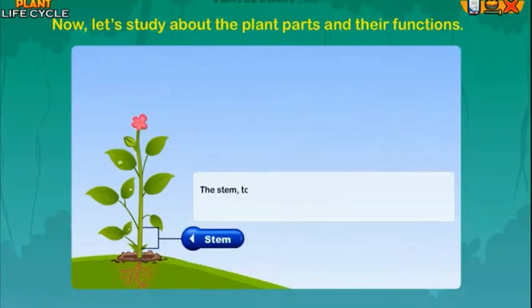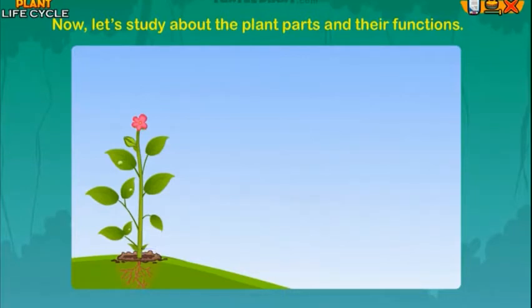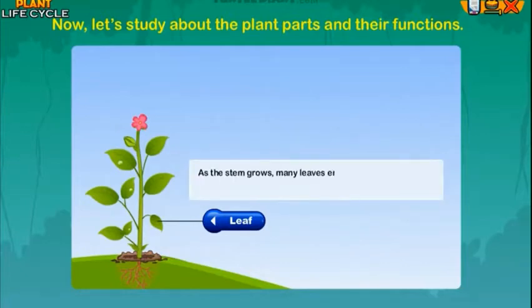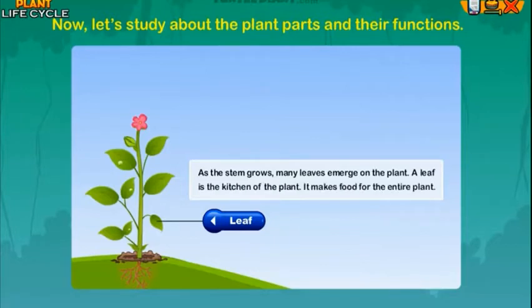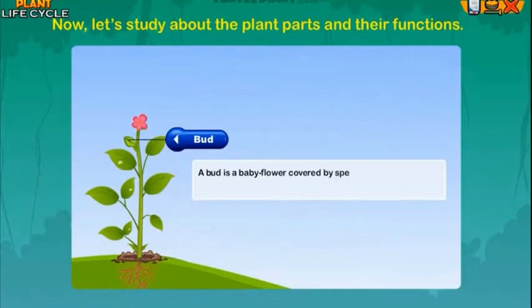Stem. The stem too grows out of the seed. The stem is the backbone of a plant. It provides support to the plant. Leaf. As the stem grows, many leaves emerge on the plant. A leaf is the kitchen of the plant. It makes food for the entire plant. Bud. A bud is a baby flower covered by special leaves. These buds open up and become flowers.